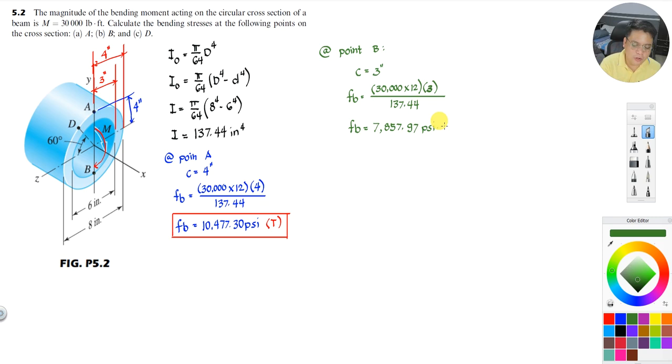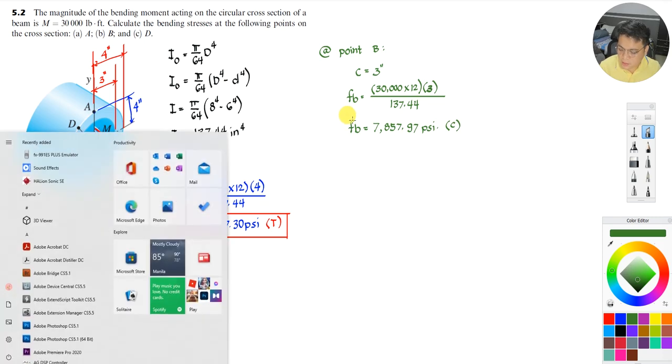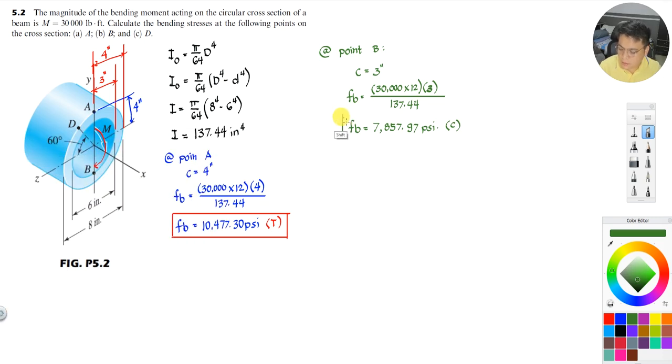Yung B, ano kaya yung B natin? Sabi natin, nasa ng compression? Nasa baba daw. Nasa baba yung B. So we can have it as compression. So this is a compressive stress.